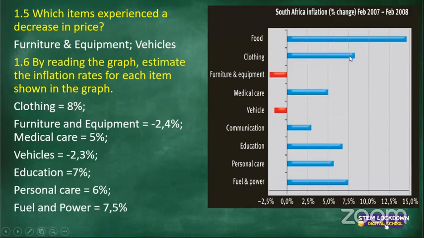Clothing is definitely above 7.5. So any value above 7.5, but less than 9 then, yeah. Furniture and equipment, we have furniture equipment at negative 2.4. I think that is quite clear to see there. There's negative 2.4. And then medical care at exactly 5%. So that one was the easiest.